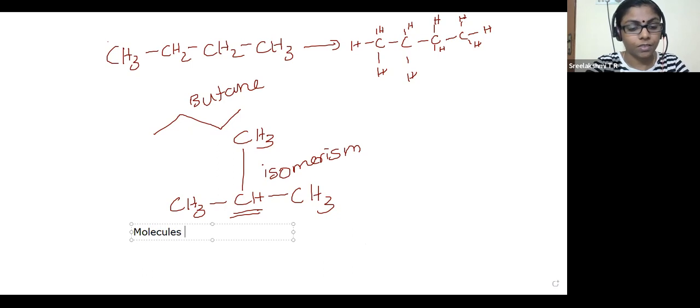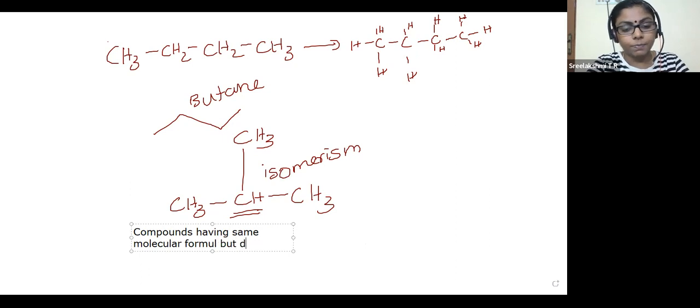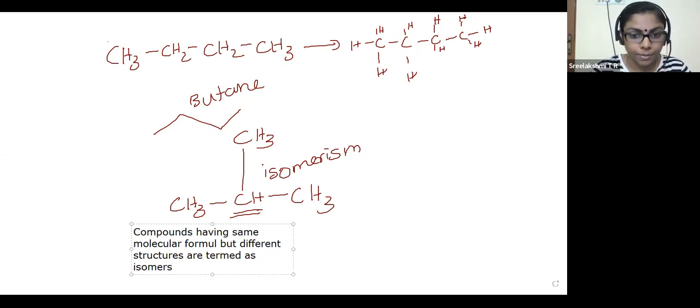Molecules or compounds, that's a better word to use. Compounds having the same molecular formula but different structures are termed as isomers.